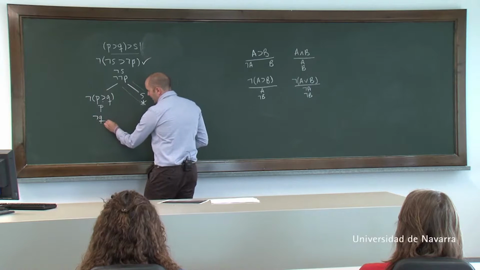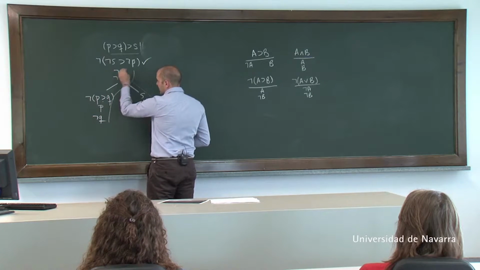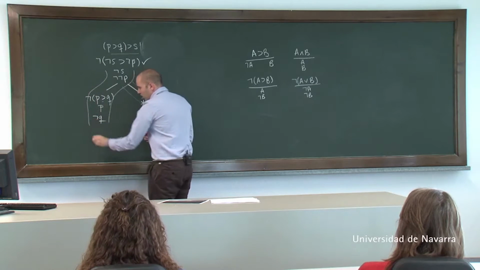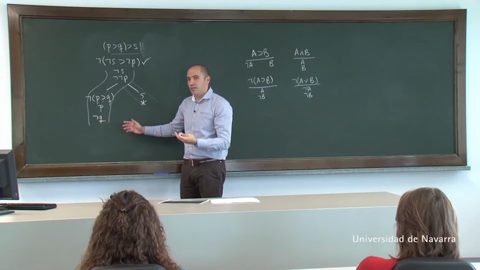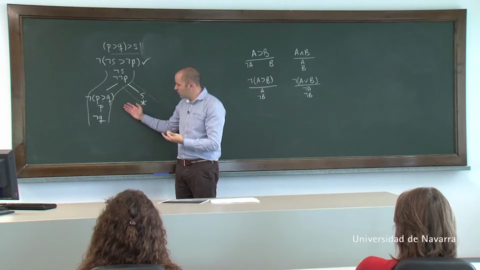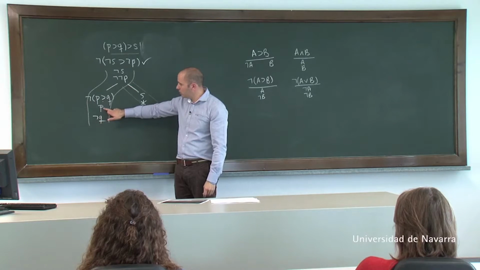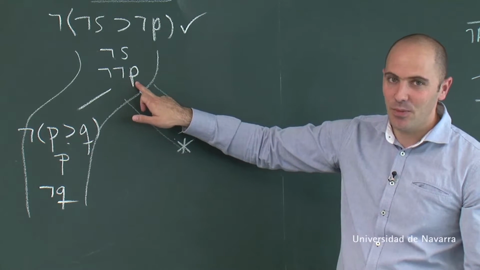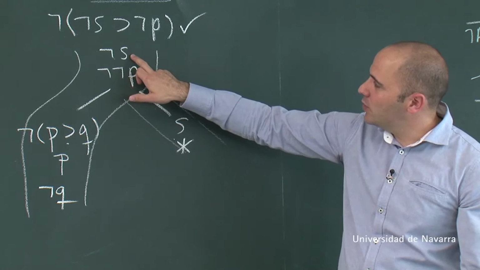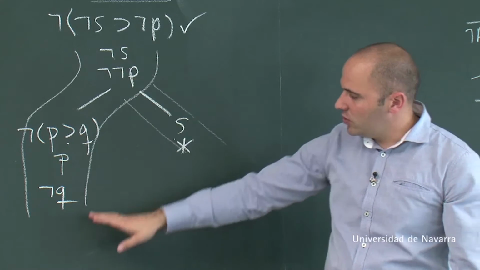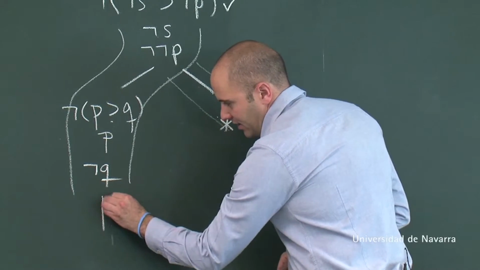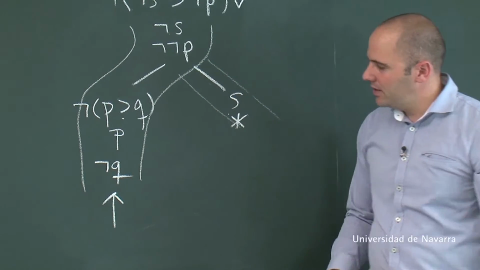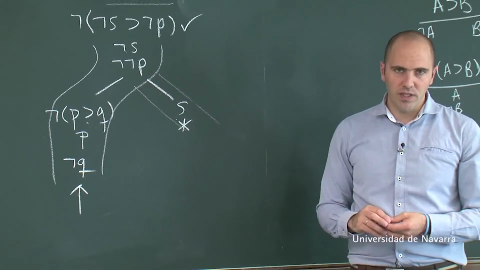Well, it happens that this branch is open, right? There is no formula and its negation in this branch. We've got not Q, we've got P, we've got double negation of P, not negation of P, right? Double negation of P. And we've got negation of S, right? So this branch, you can mark it this way. I like to do it this way. You can mark it, that branch is open.